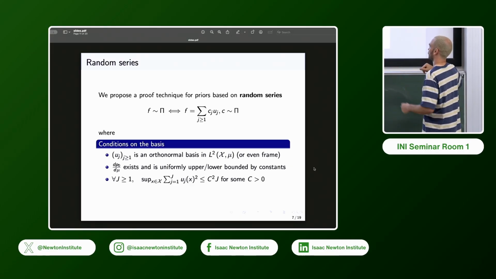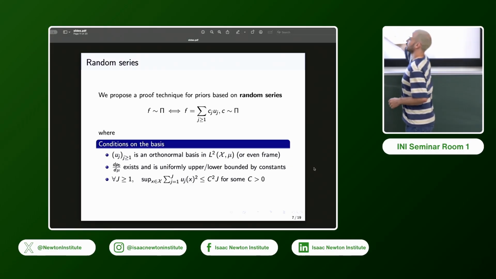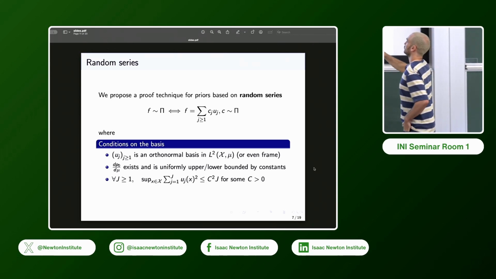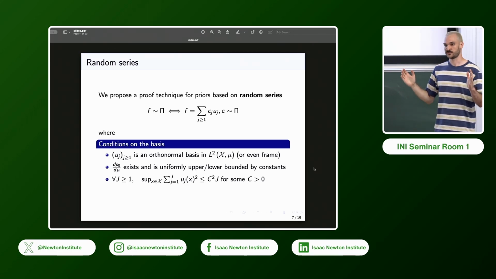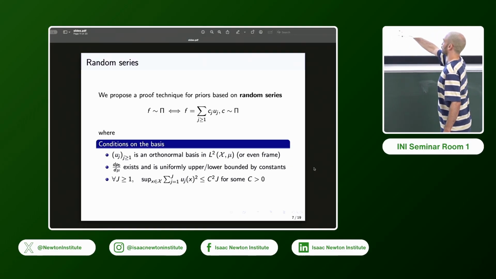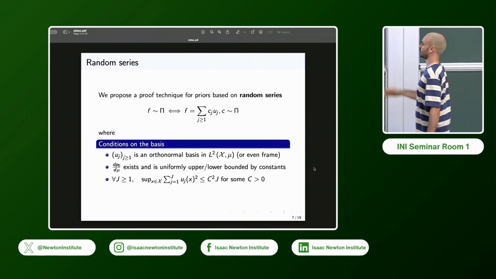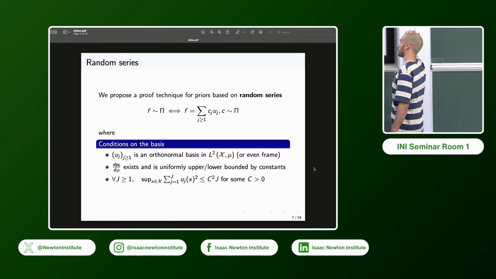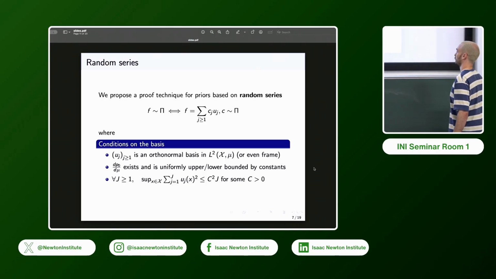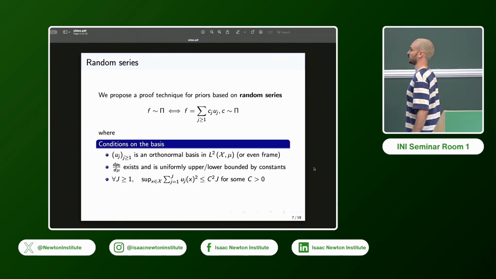And most crucially, what we need is some kind of bound here. You're looking at the first capital J basis functions, u_1 up to u_J. You sum the squares of the u_j, so the sum of u_j squared of x, for all x, and you want to ensure that the supremum over x of this quantity is less than c squared times capital J. So your constant times capital J, the number of basis functions that you have.